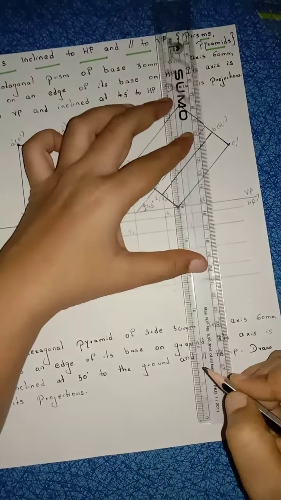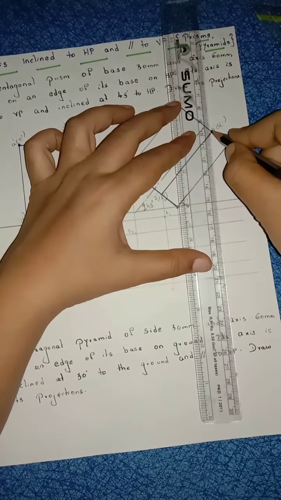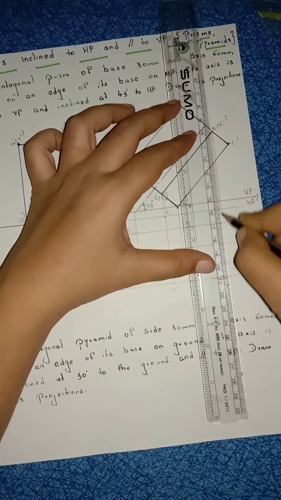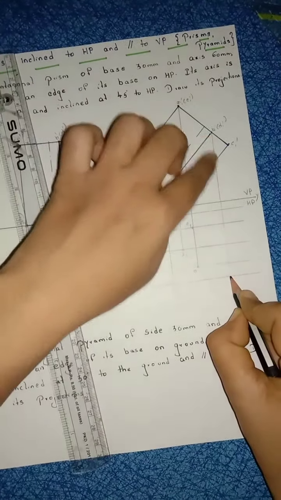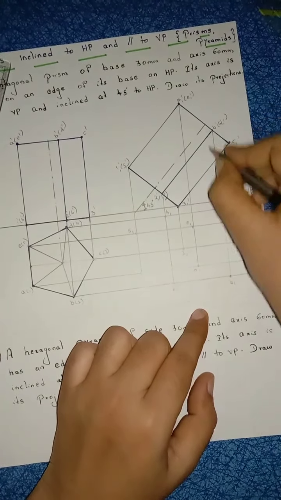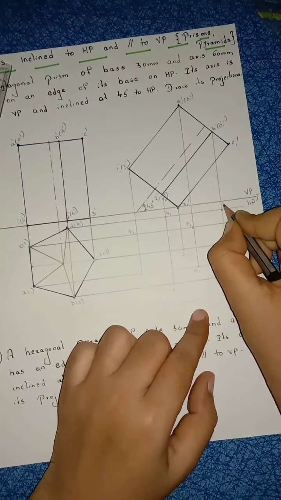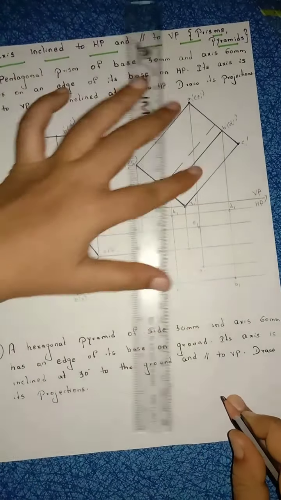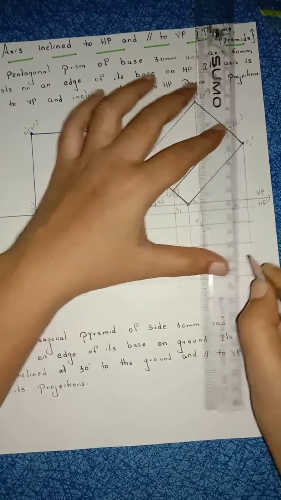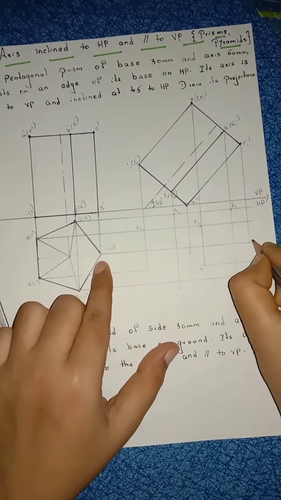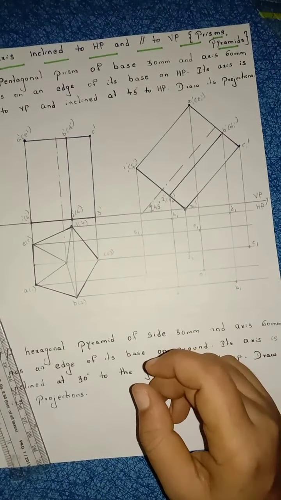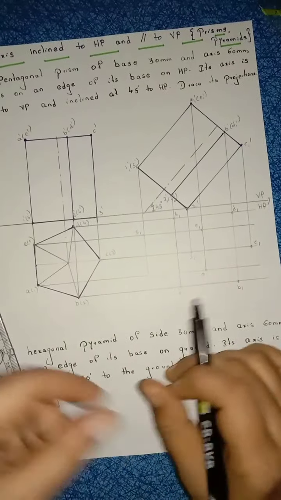Right? Then next from B1, D1, draw a straight line. B1 to B1. Name this point as B1. D1 to D1. Name this point as D1. Right? Again from C1, draw a straight line till point C. C to C. Name this point as C1.